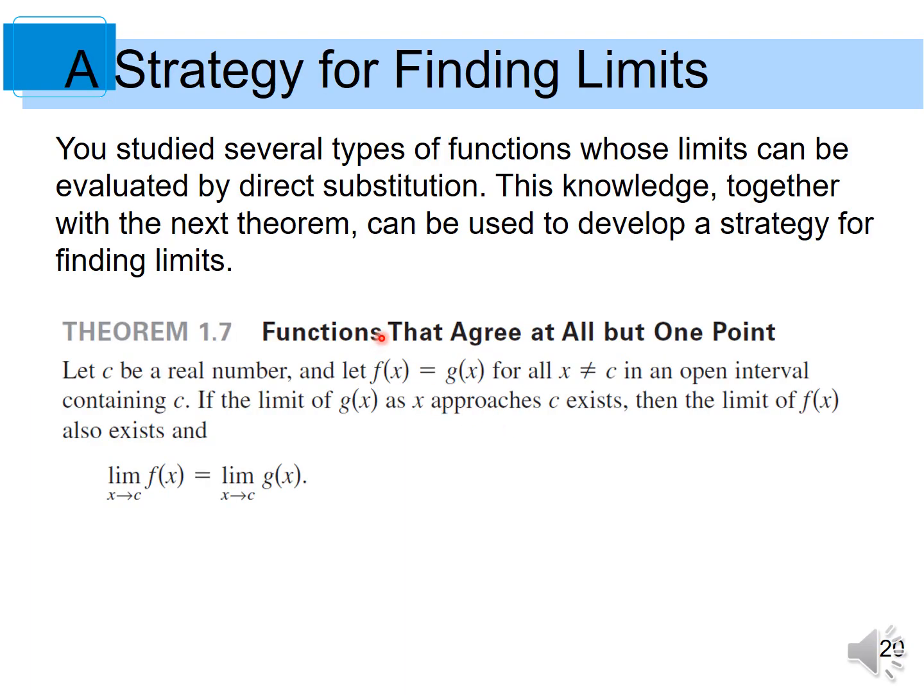You studied several types of functions whose limits can be evaluated by direct substitution. This knowledge, together with the next theorem, can be used to develop a strategy for finding limits. Let c be a real number and let f of x equal g of x for all x not equal to c in an open interval containing c. If the limit of g of x as x approaches c exists, then the limit of f of x also exists, and limit f of x as x tends to c equals limit g of x as x tends to c.